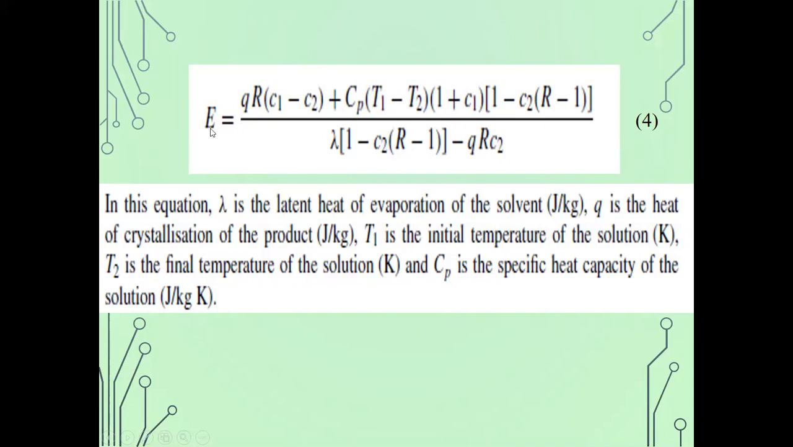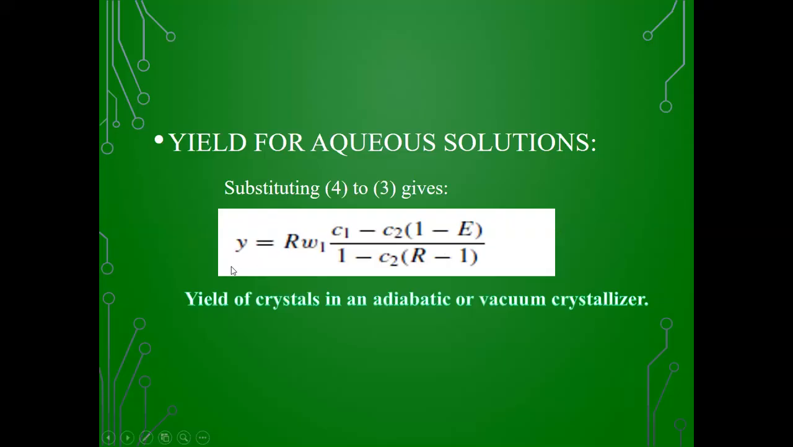So again, you will only worry about this formula, that is, if it's not possible in the problem to simply get the value of E by algebra or by picking it out of the statement. So this is the yield. Our main goal here is that you will have a formula for determining the yield of crystals in an adiabatic or vacuum crystallizer, which is often the case used in the industry.